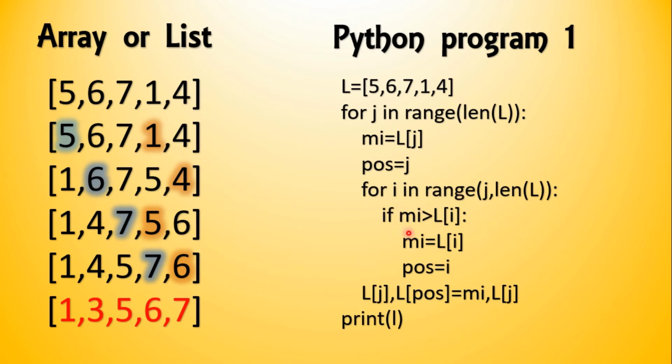So if my number, that means if 5 is greater than the Lj, wherever it is greater, that Lj will come in mi. In the same way 5 will be checked with 6, then 7, then 1 comes in mi and it is further checked. So at the last we are left with the minimum number and we also take out the position of that number, that is i. So I have both things with me, the minimum number and its position.